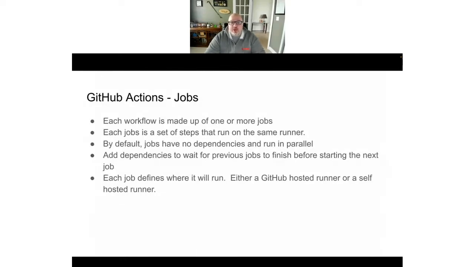That's important to note. So you want to make sure that if you have a dependency, you want your build to complete before your tests. You want to make sure they're dependent upon one another. And each job will define where it will run, either a GitHub hosted runner or a self-hosted runner. So if you have multiple jobs, you can run a build on the GitHub runner and then run a deploy on a self-hosted runner. You just need to make sure that you've gone through and checked in your artifacts after you've completed the job.